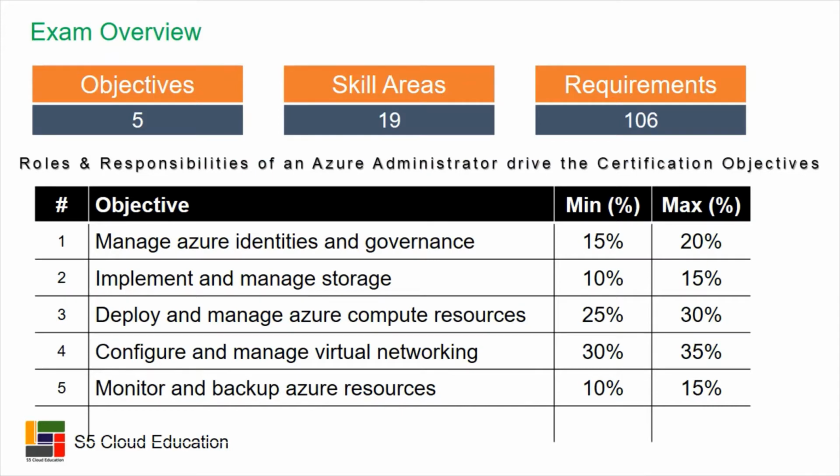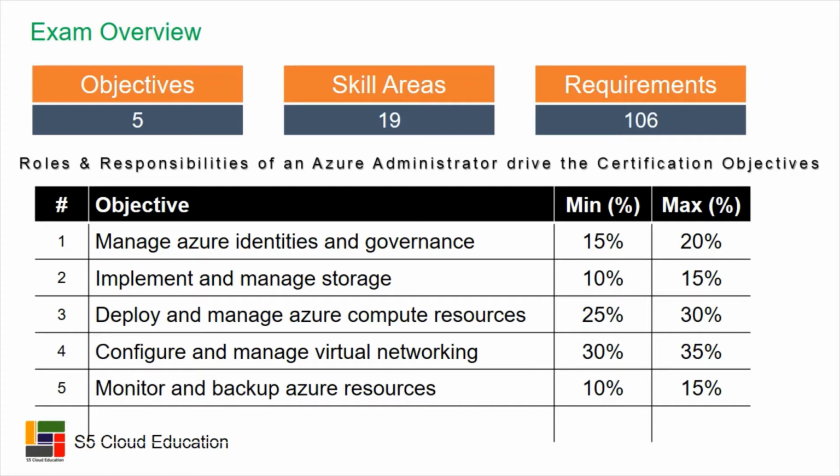The Microsoft Azure Administrator exam has 5 objectives, 19 skill areas and 106 requirements to prepare. If you observe, the certification objectives can be directly mapped to the roles and responsibilities of the Microsoft Azure Administrator discussed in the previous video. However, there are 5 objectives that candidates should work towards gaining the understanding.